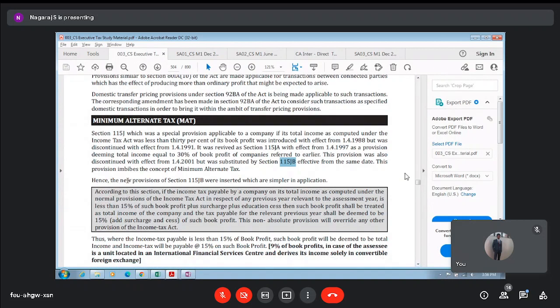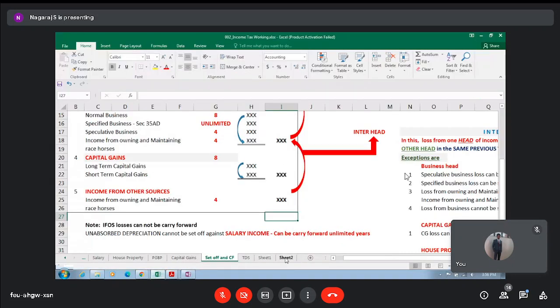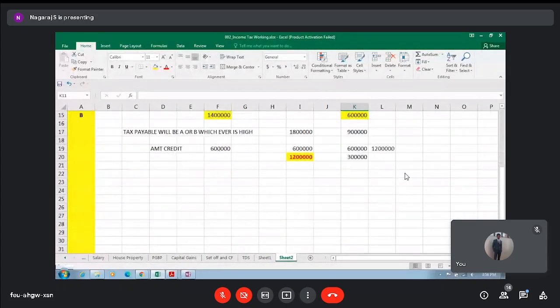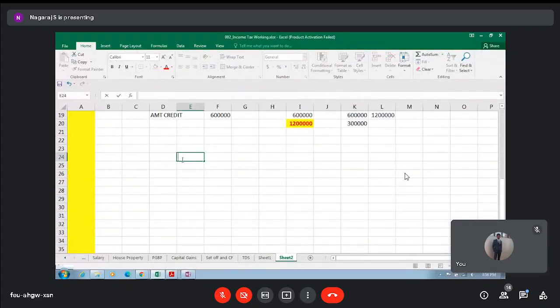The provision of 115JB is 15% of book profit plus surcharge plus education cess. You need to apply it. What does it mean? Some net profit will be given. For that, you need to add or reduce. They have given the list in this section. Only those items you need to add, only those items you need to deduct. Whatever you get will be your book profit.